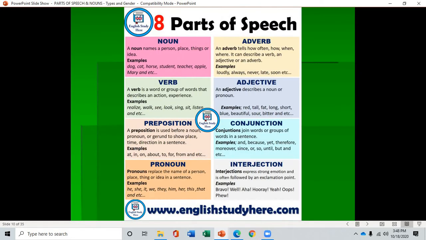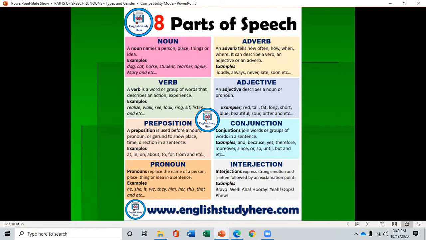Now, let's move forward to the 8 parts of speech. Ito yung ating 8 parts of speech. Okay? So, in a nutshell, we will be discussing those 8 parts of speech. Okay, the first one, noun. Pag sinabi nating noun, a noun is a name of a person, place, things, animal, or event. Okay, for example, dog, cat, horse, student, teacher, apple, Mary. We also have Christmas for event. The Tagalog of noun is pangalan. So that is what noun is.